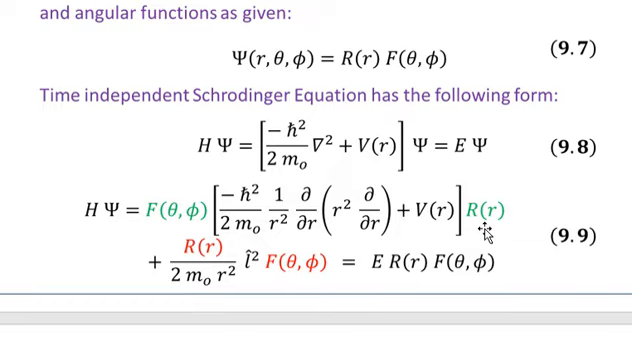So I have shown the wave function in green and also the wave function in red, which explains which part of the wave function will be operated by which operator. And on the right hand side of equation number 9.9, I have the energy, which is the eigenvalue of the problem, multiplied by the wave function, which has two parts, R of r and F of theta and phi. So simply speaking, the radial part R and the azimuthal part F.